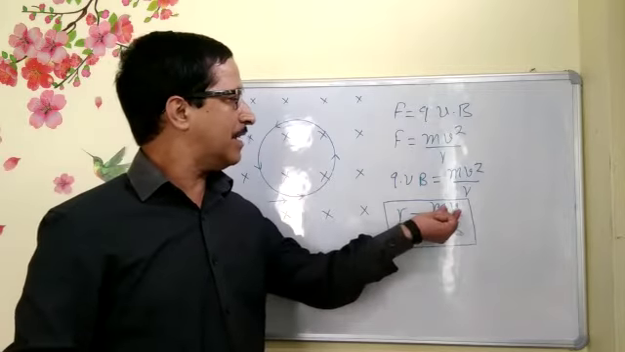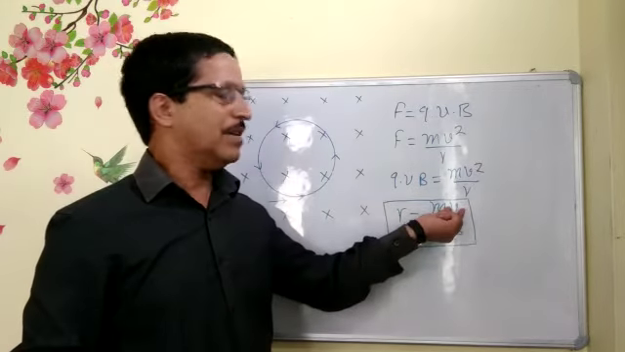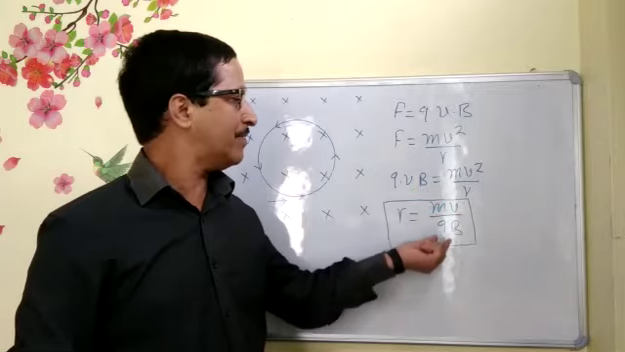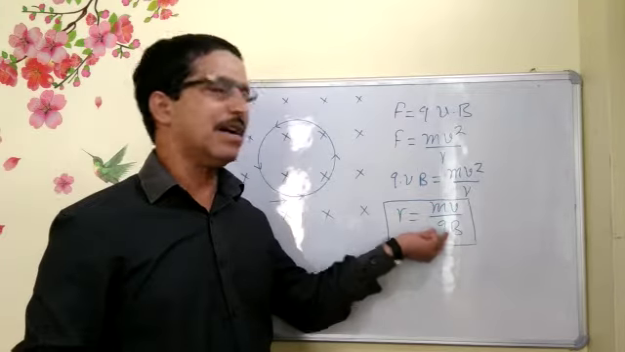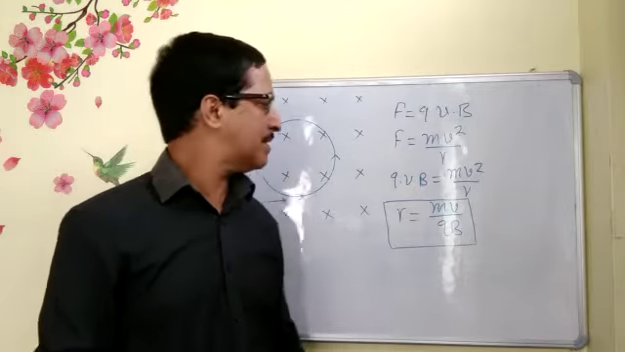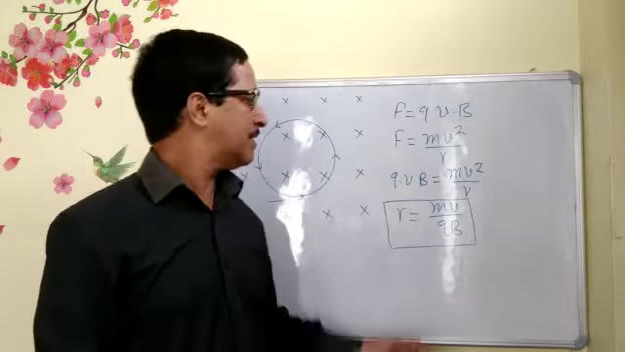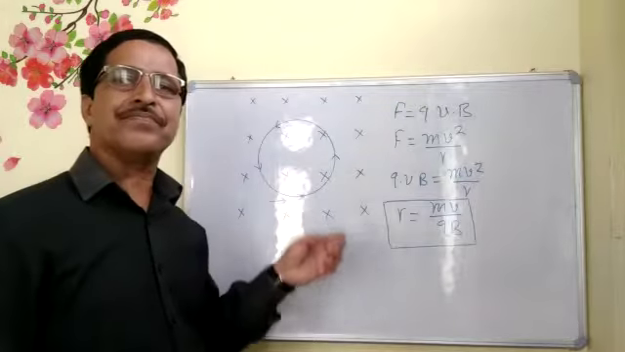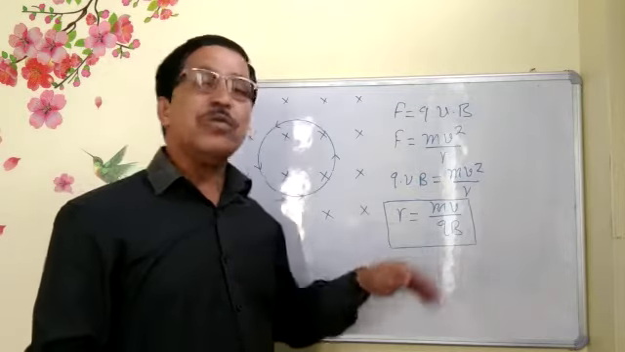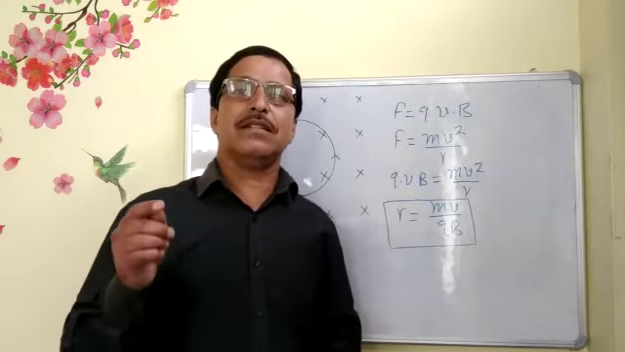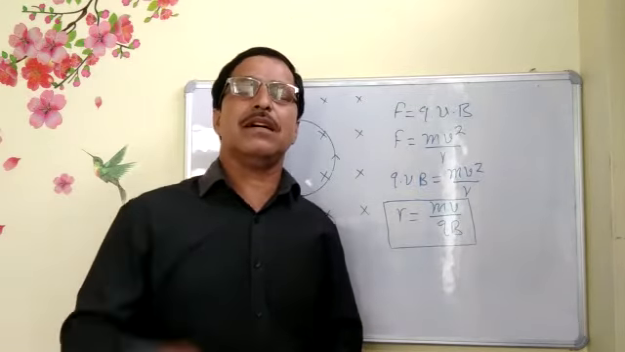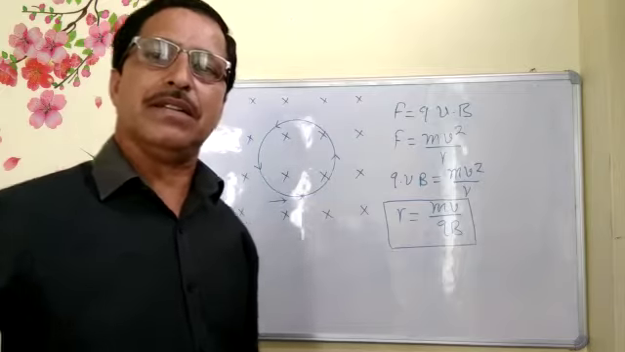You can see that the radius depends on the velocity of the particle if its mass and charge are not changed. Greater the velocity, greater will be the radius. Now we will see the expression for the time period of revolution of this charged particle in the circular path.